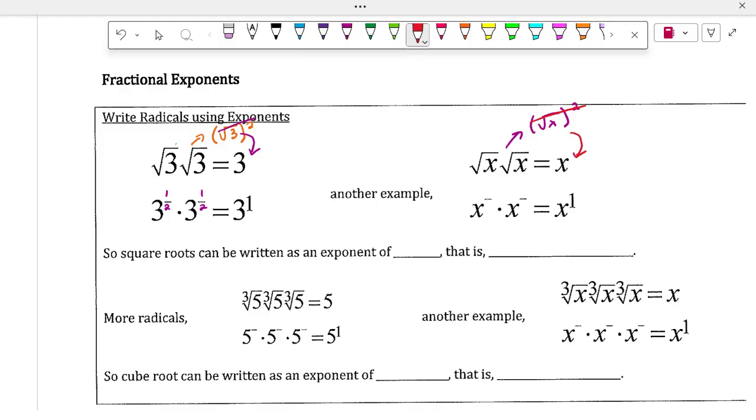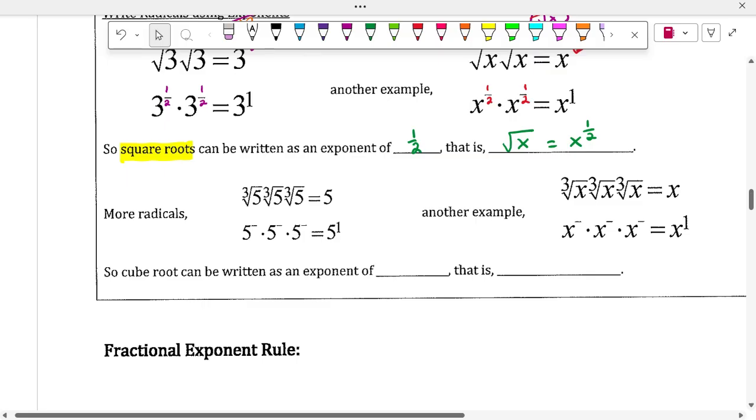So again, what two of the same fraction add together to give you 1? 1/2. So any square root can be written as an exponent of 1/2. That is, the square root of x is the same thing as x to the 1/2. Now you may be wondering, why does this even matter? It really comes into play when you do a lot more advanced math. Sometimes you're just like, I do not want to deal with this root right now, so you change it to fractions, and then it makes it easier to simplify.